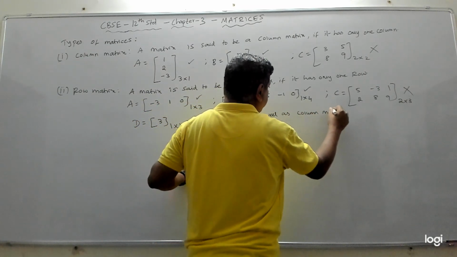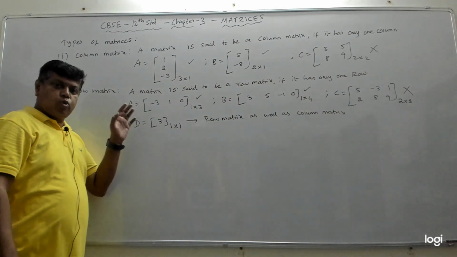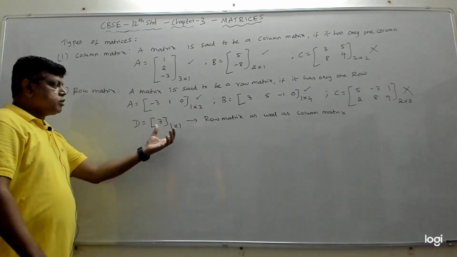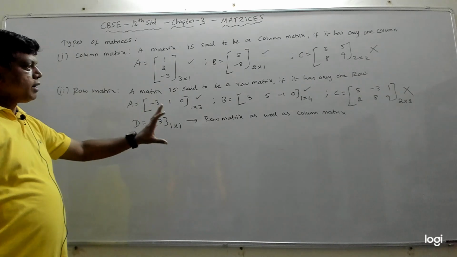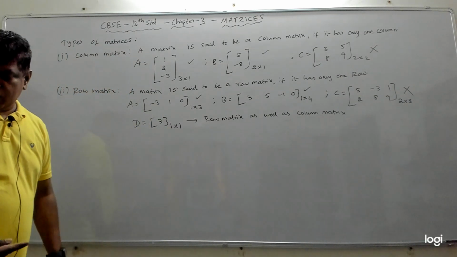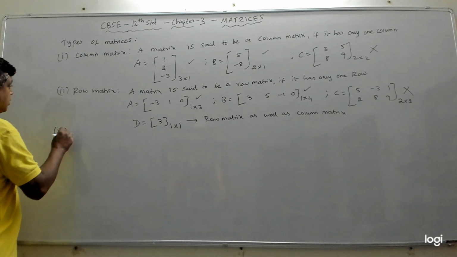So this is an example of a matrix which is both row as well as column. This can be called both a row matrix as well as a column matrix because it has only one row and only one column, and the order is 1 cross 1. Now the next type of matrix is the third one, the square matrix.